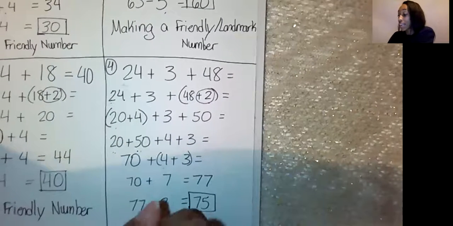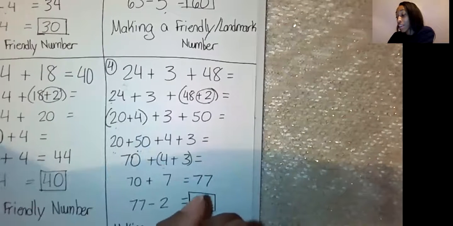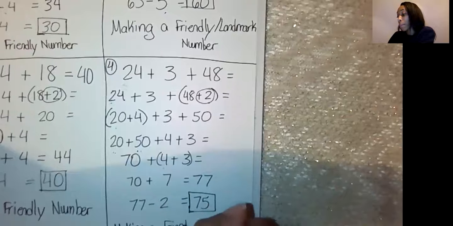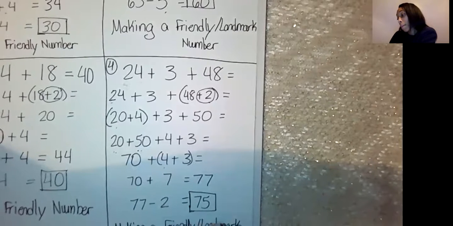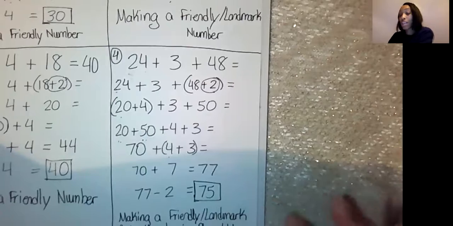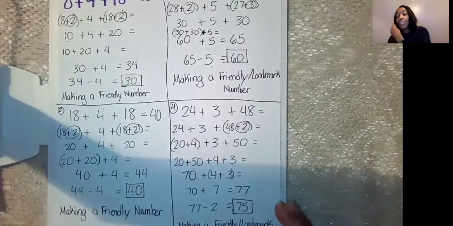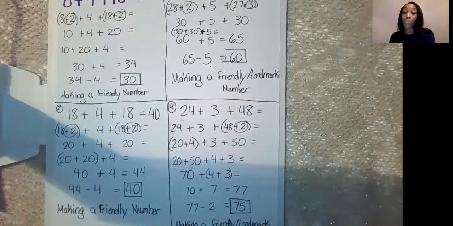So again, I used that strategy. I actually used 2 strategies because I also broke apart an addend. So I made a friendly number or a landmark number, and I broke apart according to place value, using place value. That's what helped me see that there were 2 10s inside of 24 that I could combine. So taking a look at all of the work, it makes it easier for me to make those friendly numbers.